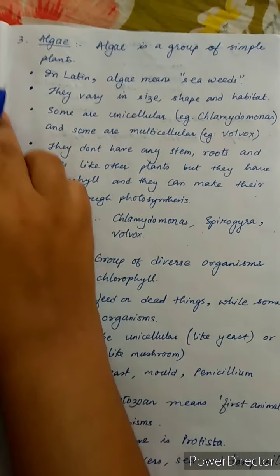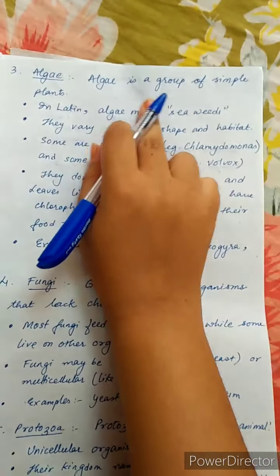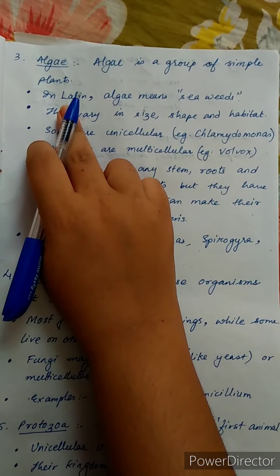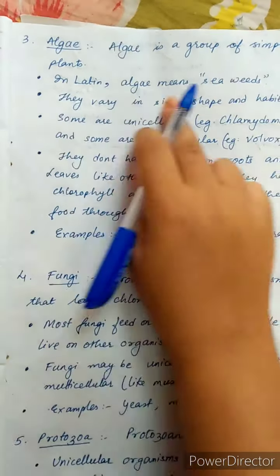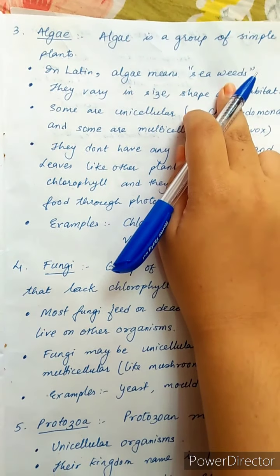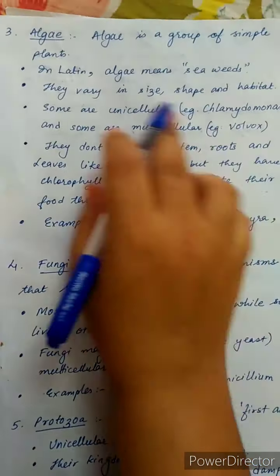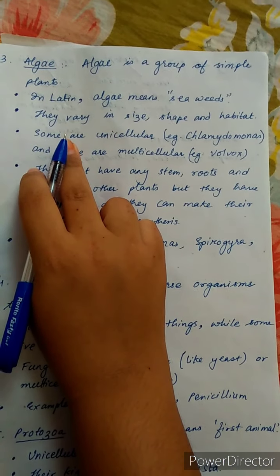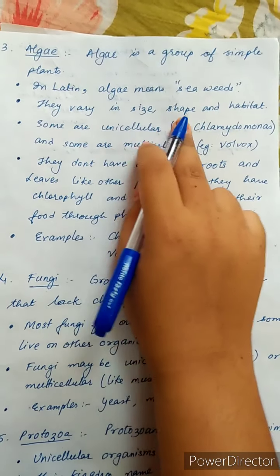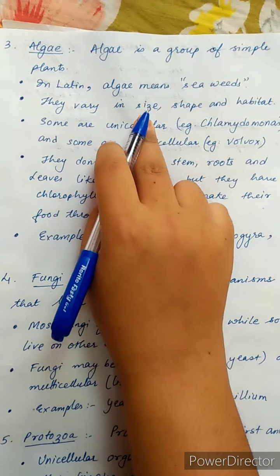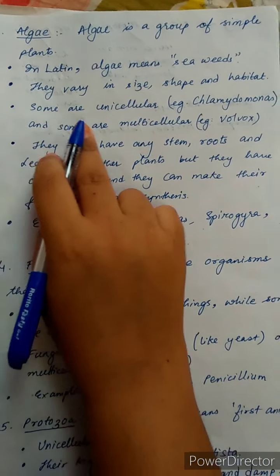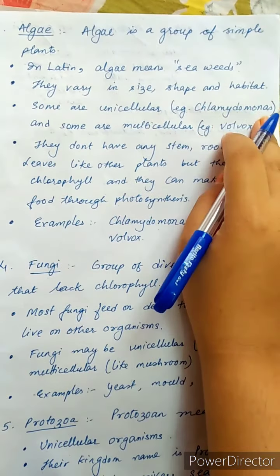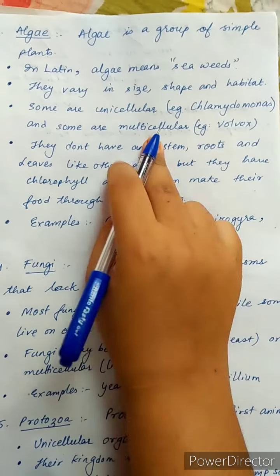Now the third classification is algae. Algae is a group of simple plants. In Latin, algae means seaweeds. Seaweeds means near the sea we can find this algae. They vary in size, shape and habitat. They don't have a particular size, shape and habitat. Some are unicellular like Chlamydomonas and some are multicellular.